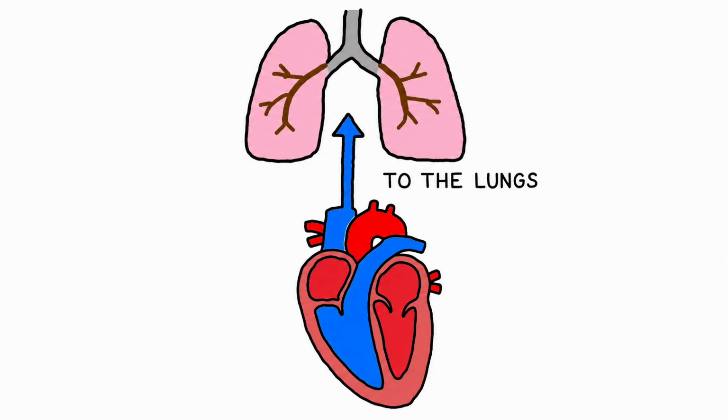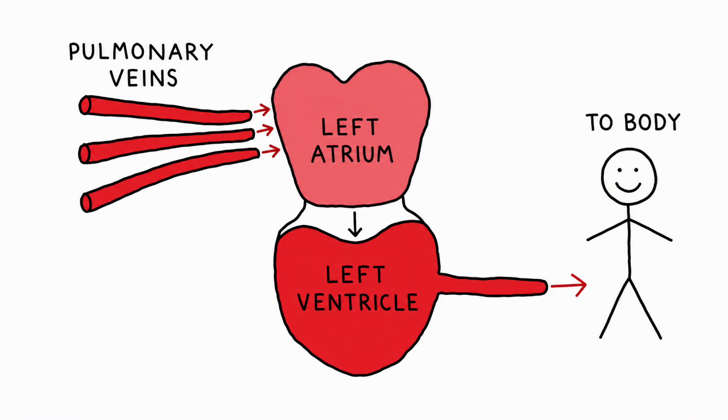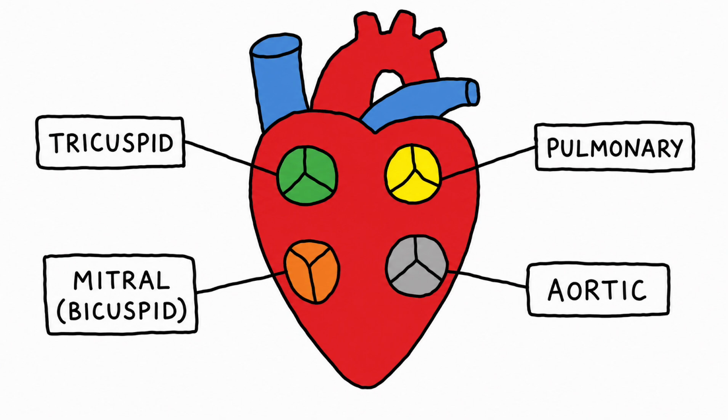And then the left atrium, as you can see here, is going to receive blood from the pulmonary veins and pump blood to the left ventricle. And then the left ventricle is going to receive blood from the left atrium and pump blood to the systemic circuit. Okay. So these are the valves of the heart.